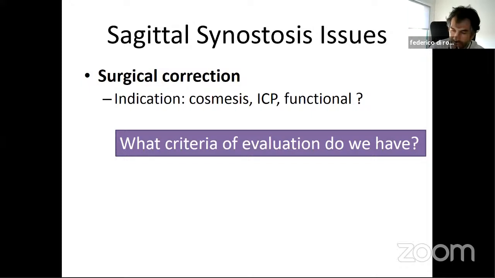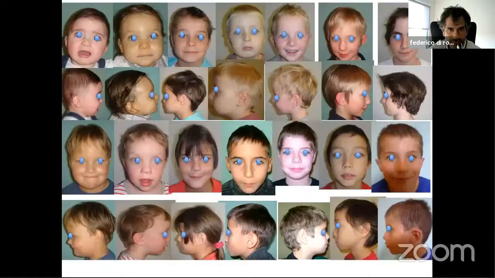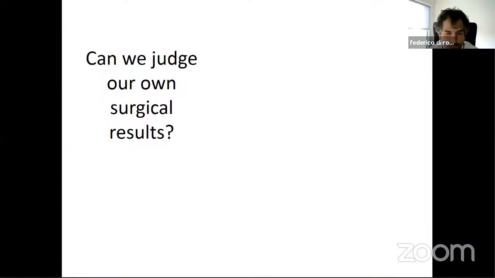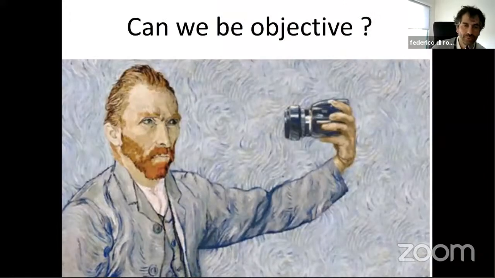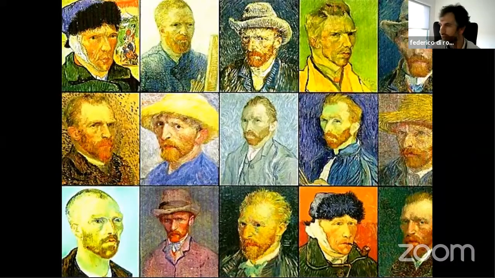This is due to a lack of criteria to analyze our results. So what criteria do we have? We see the patient coming to our clinic after having been operated on for a scaphocephaly. And in most of the cases, we are the own judge of our own work. We want to say, oh, it was a good result, or in this case, it's not a good result. So it really depends on how we see ourselves, and are we really objective, or are we always objective? It also depends on the mood of the day, on what happened the day before, and so on.